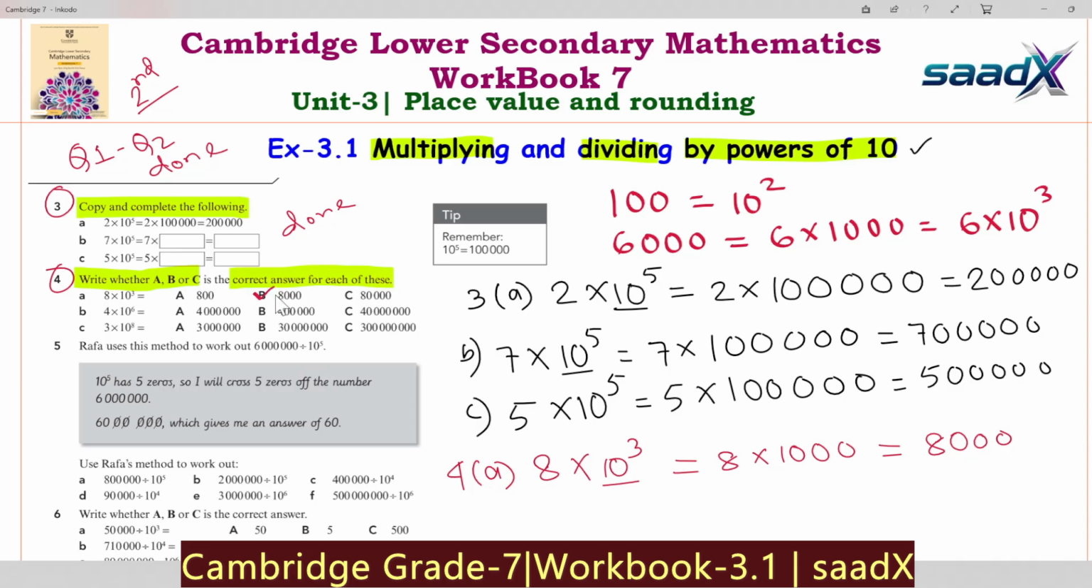Number b is correct. Please note that this math we are getting from the Cambridge Lower Secondary Mathematics Workbook 7. We are in Unit 3, which is place value and rounding, and we are trying to solve exercise 3.1, which is multiplying and dividing by powers of 10.